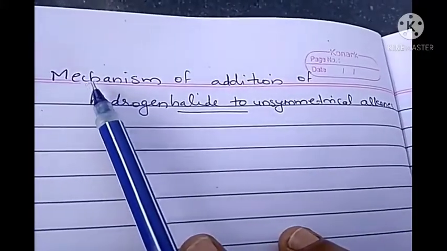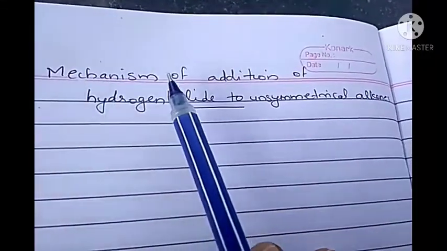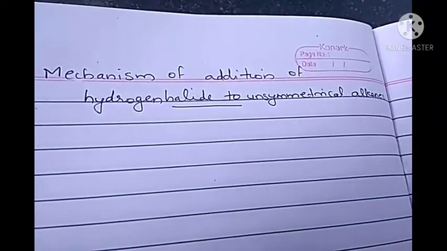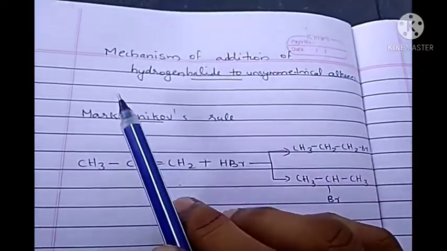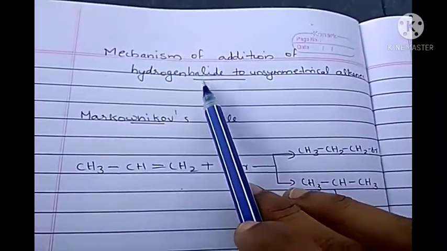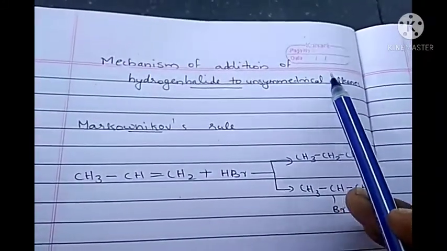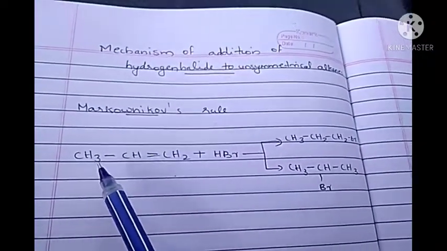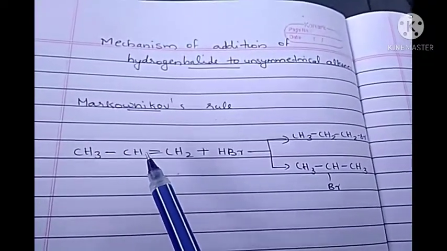Hello children. In this video we will study the mechanism of addition of hydrogen halide to an unsymmetrical alkene. Already we have studied that the addition of a hydrogen halide to an unsymmetrical alkene takes place according to Markovnikov rule. For example, consider an unsymmetrical alkene, propene.